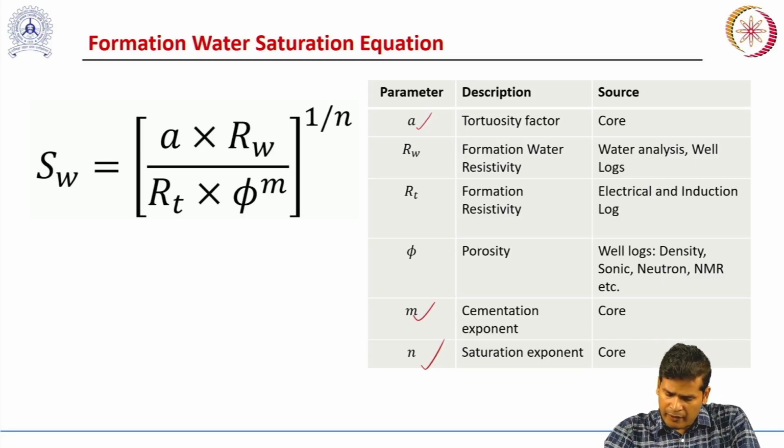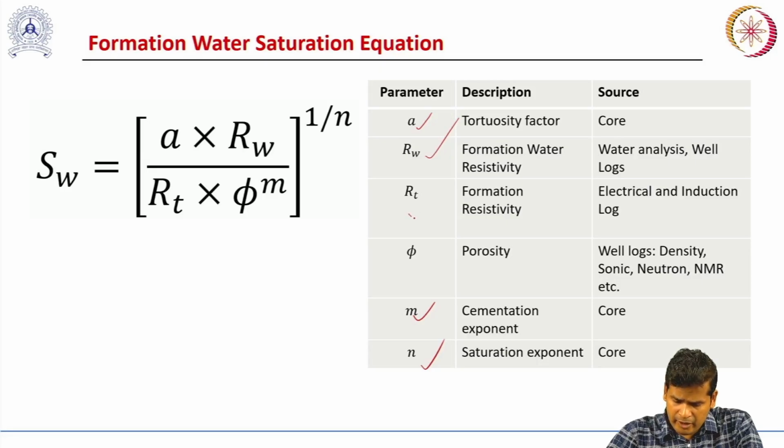The value of Rw, as we discussed in the last class, could be calculated from the water analysis or from different well logs as well. We will continue the discussion on the formation water resistivity calculation today as well. The value of Rt will come from the resistivity logs. Phi will come from our density, neutron and sonic logs.